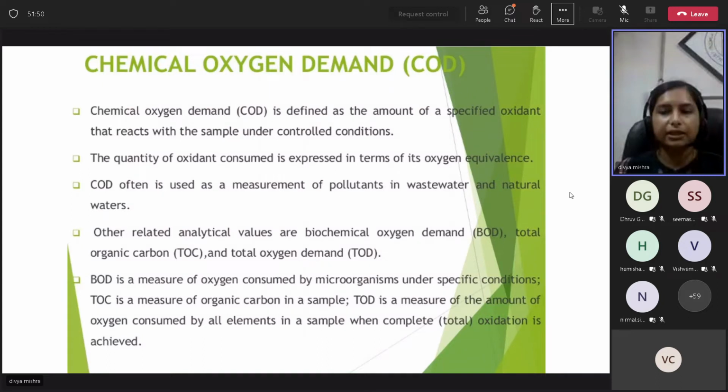Similarly, there are a few other values also, like total organic carbon, TOC, and total oxygen demand, that is TOD. This TOD is BOD and COD together, the total oxygen demand by biological or chemical matter present in that sample.